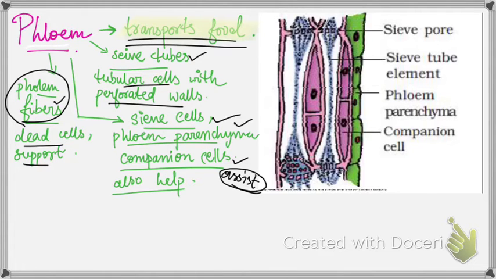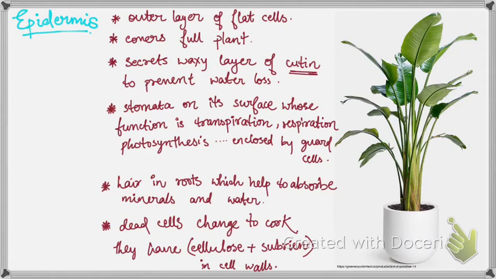Now we have epidermal tissue. This type of tissue is the outer covering, or outer layer, of cells. It covers all parts of the plant, from roots to fruits, seeds, leaves, flowers and stem; everything is covered with epidermis. It secretes a waxy coating of cutin to prevent the loss of water in some desert plants.